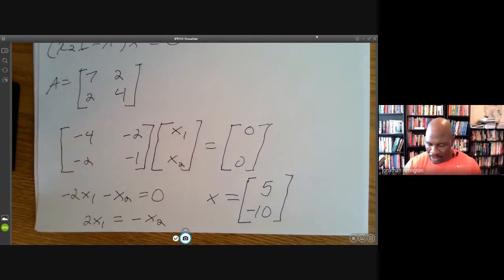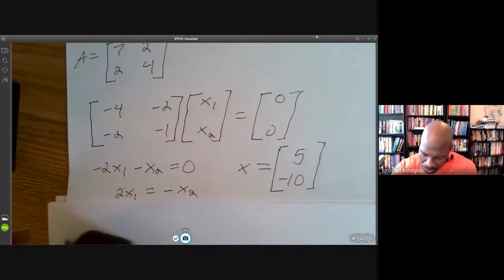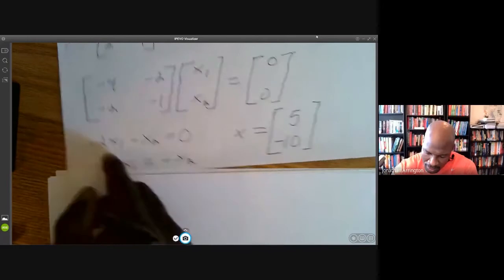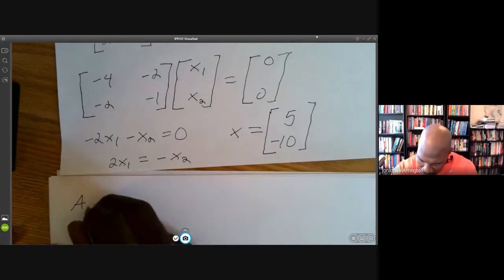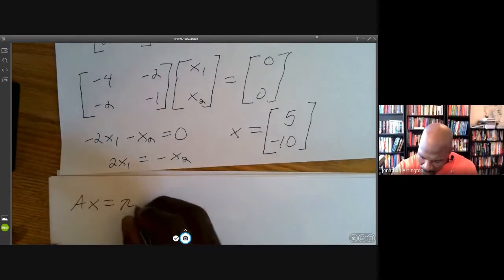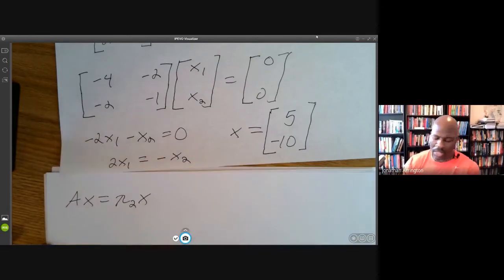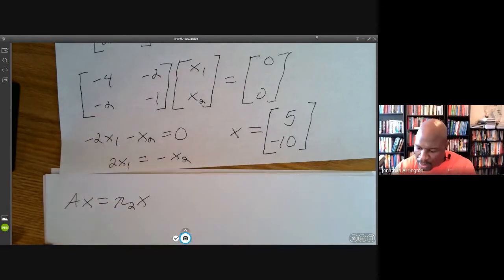All right, and I don't know if I've said this, but don't you find it quite fascinating that I can multiply a matrix by a vector, and that answer is simply a scalar multiple of that vector? Like, you don't find that fascinating? I find it quite fascinating and also very fun to do. But let's get to the work. All right, so what I want to prove for all my skeptics out there is that A times x is equal to lambda 2 times x.